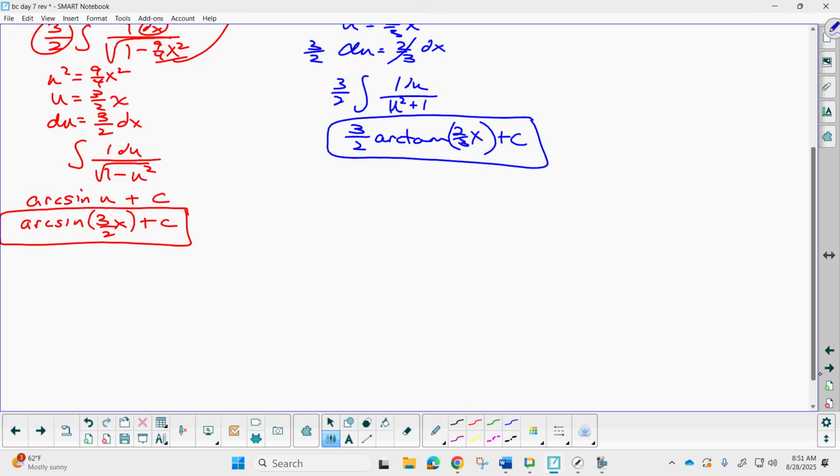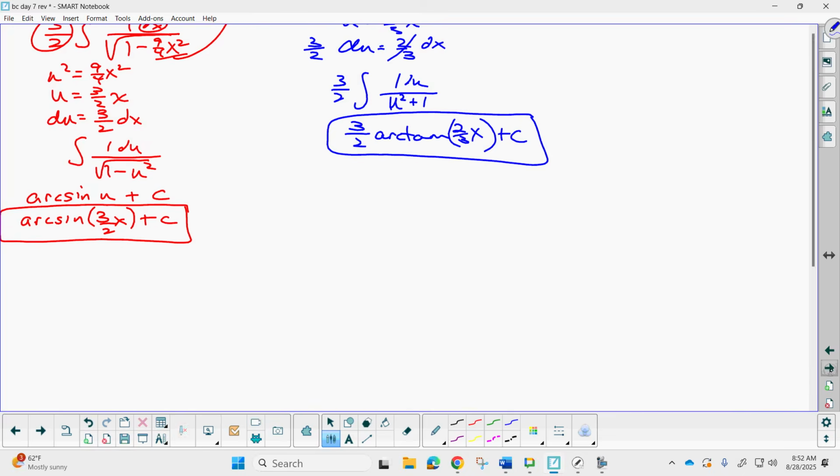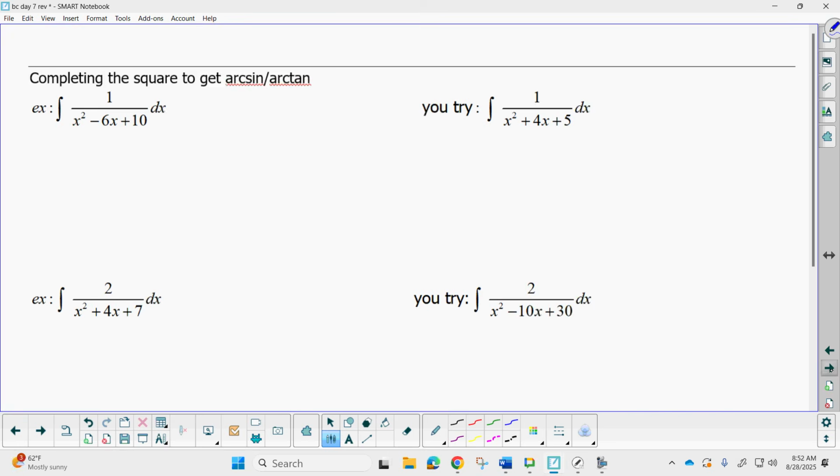What if it's not a perfect sum of squares or difference of squares? Well, if you don't get a sum of squares, you make one. And so look at this case. Is this the next place in the notes? Are we good? All right.